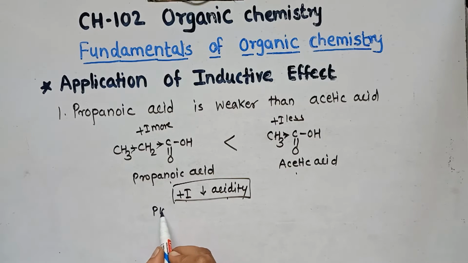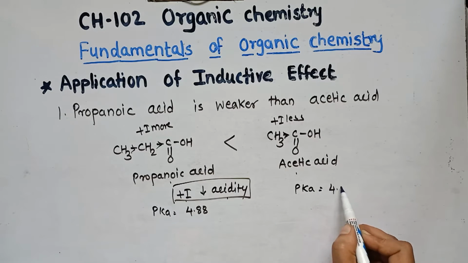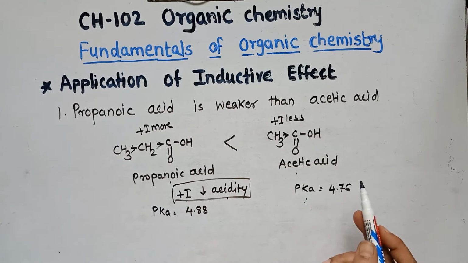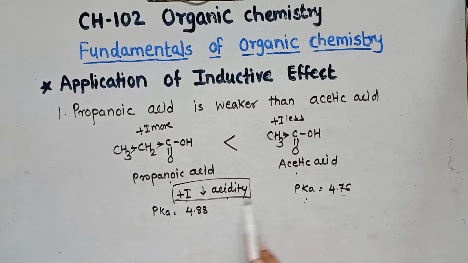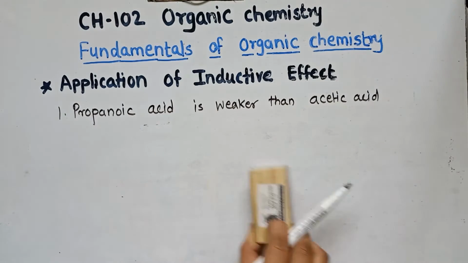And pKa of propanoic acid is 4.88, and pKa of acetic acid is 4.76. In the previous part we saw that pKa is inversely proportional to the strength of acid. Smaller the pKa, stronger is the acid. Hence out of these two, this one has the smaller value and this acid is the stronger acid than propanoic acid. It is clear, it is very simple. So you have to remember this point also. This is the first application of the inductive effect.